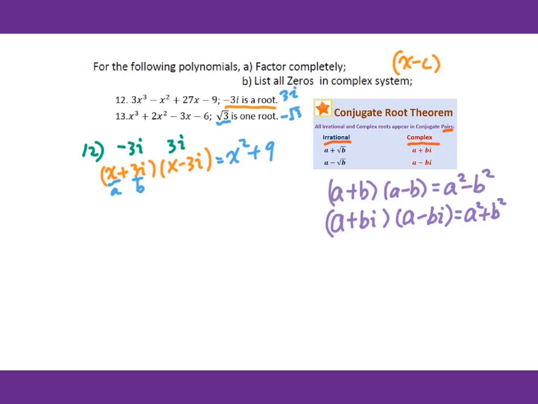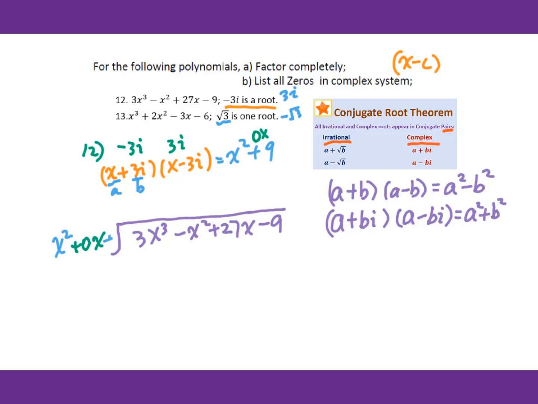Therefore, this time, we have to do long division. We have 3x to the third power minus x squared plus 27x minus 9. Remember, no missing power. So for x squared, you have to add 0x here. We got x squared plus 0x plus 9.